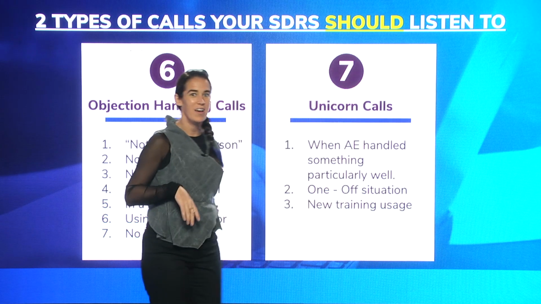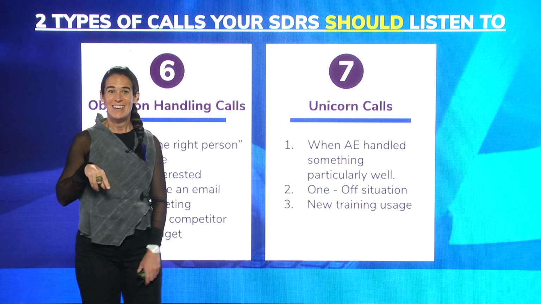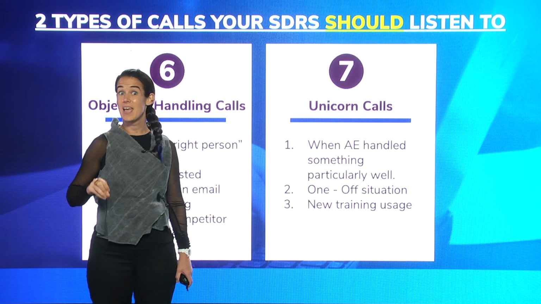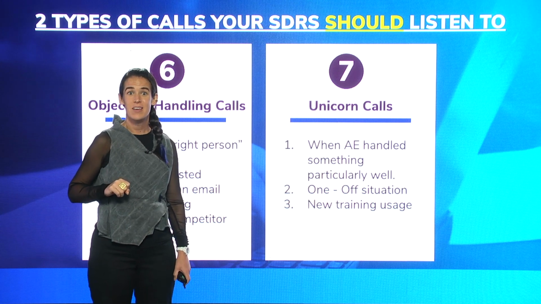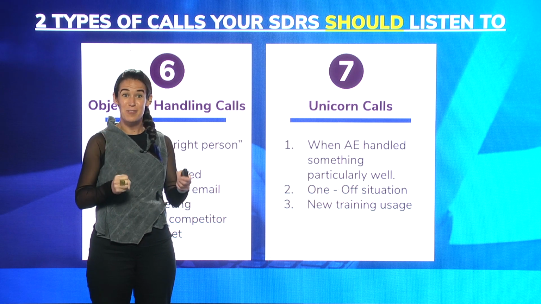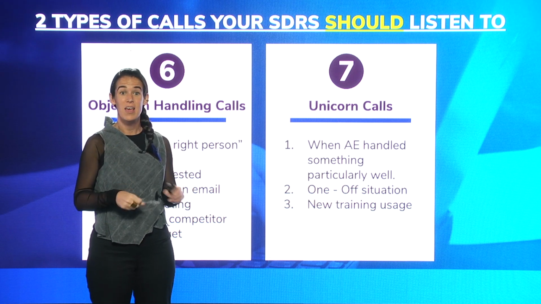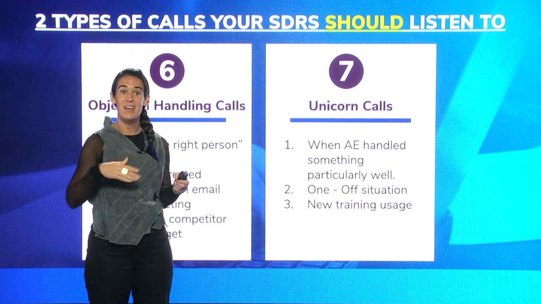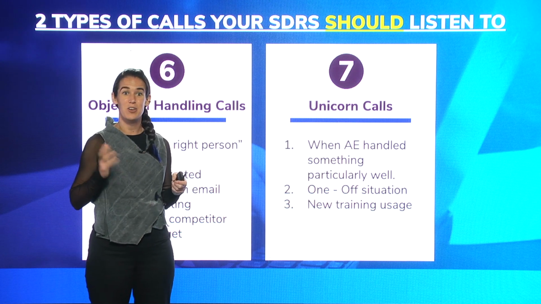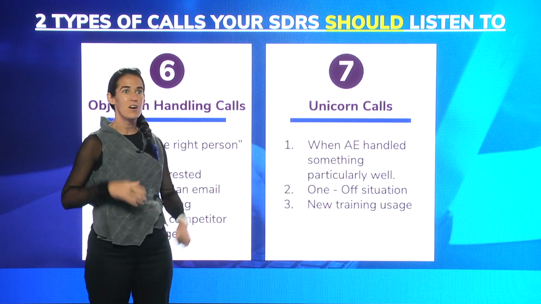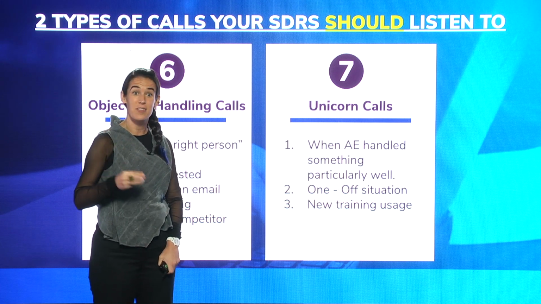And then the last one is what I call unicorn calls. Unicorn calls are just fun one-off calls, or when an AE handled something particularly well. There are a couple of different situations I'm thinking of where something particularly magical happened on that call, and you want to make a library with those calls so that when people are onboarding, or when new SDRs or AEs are coming into the game, they can hear when that rep handled something particularly well.